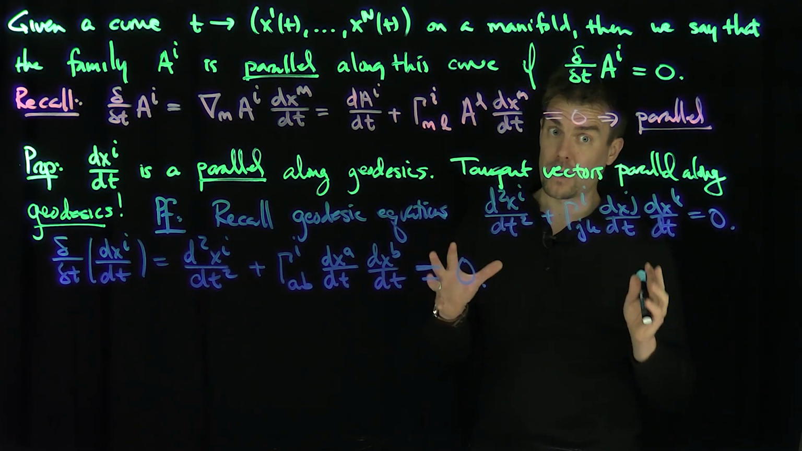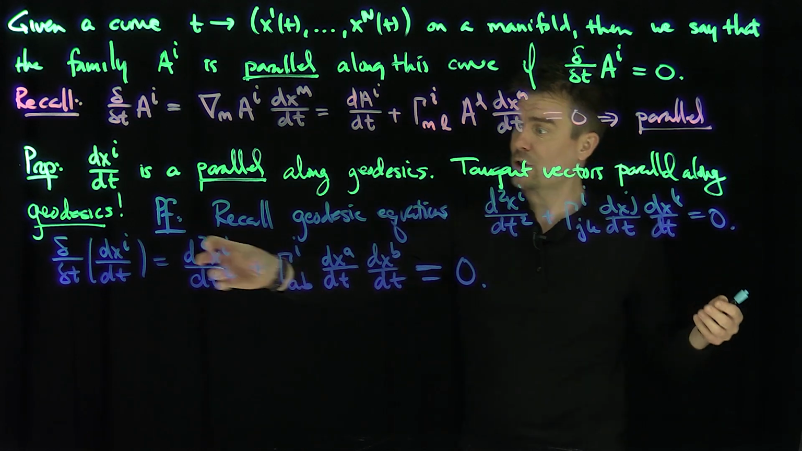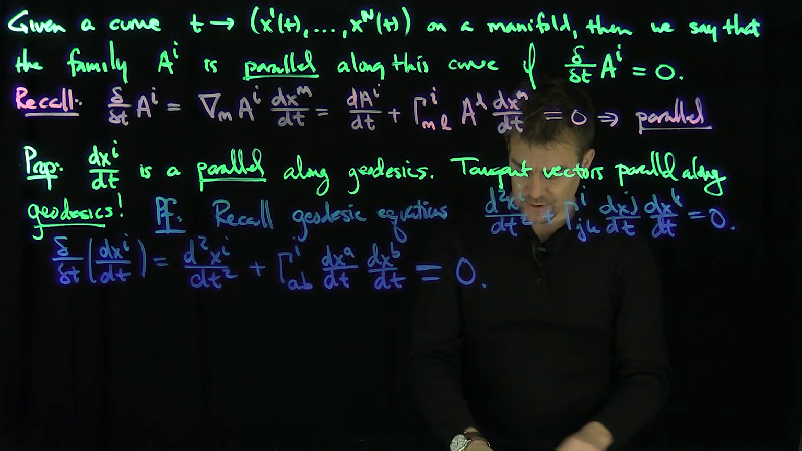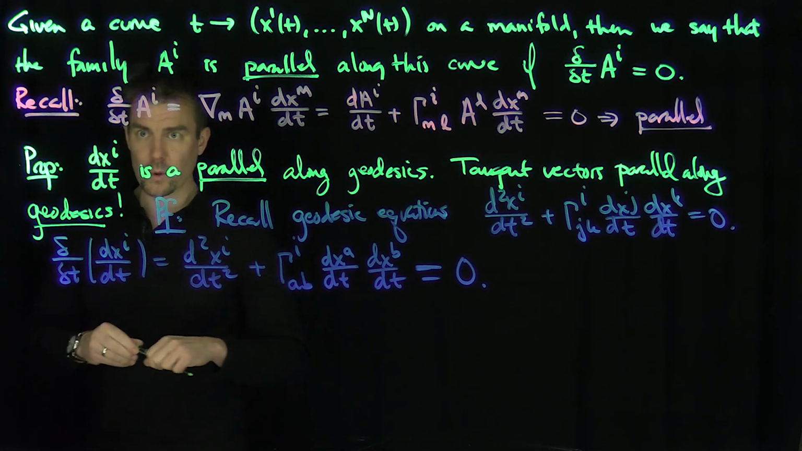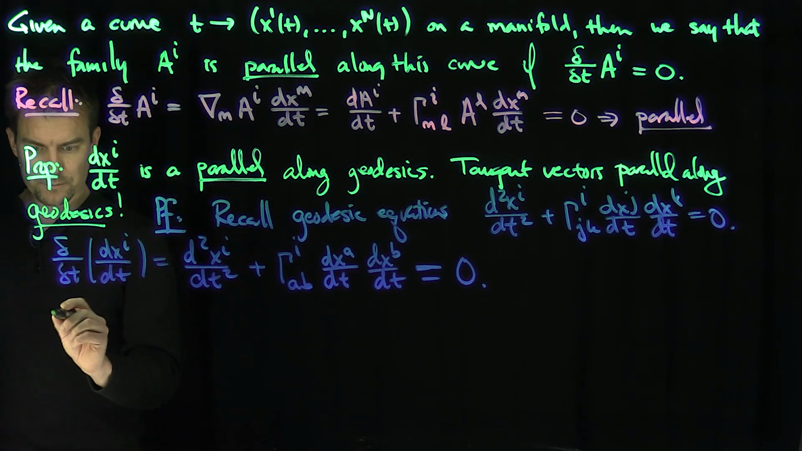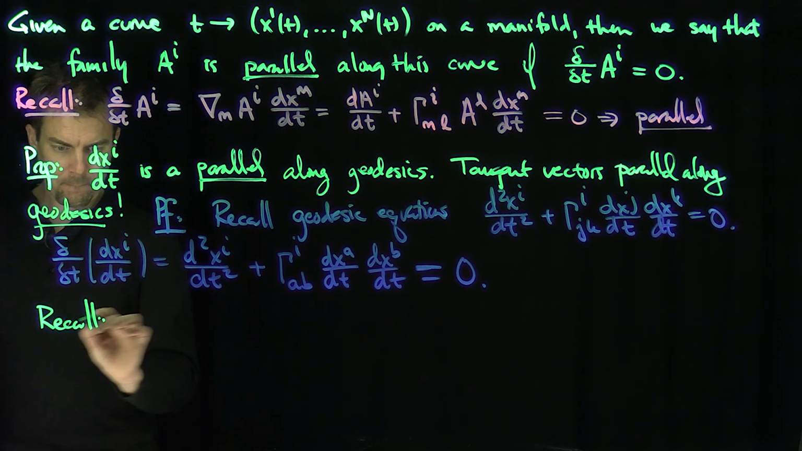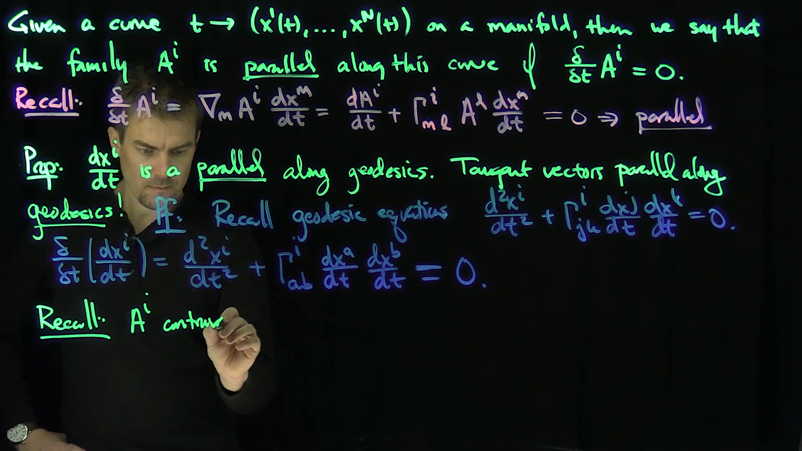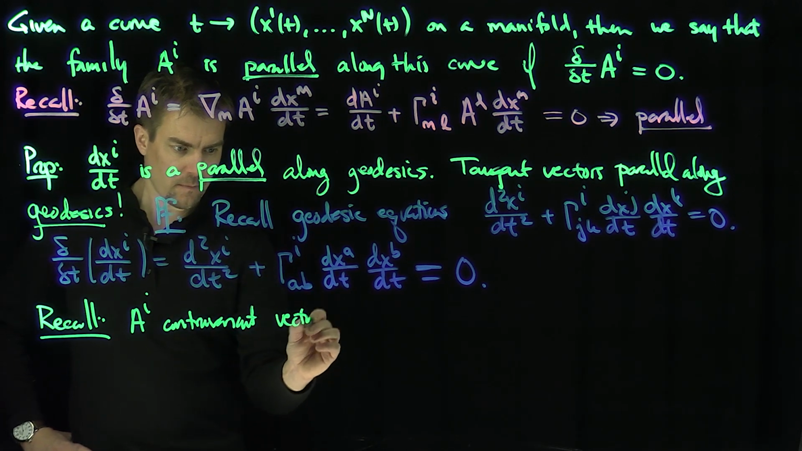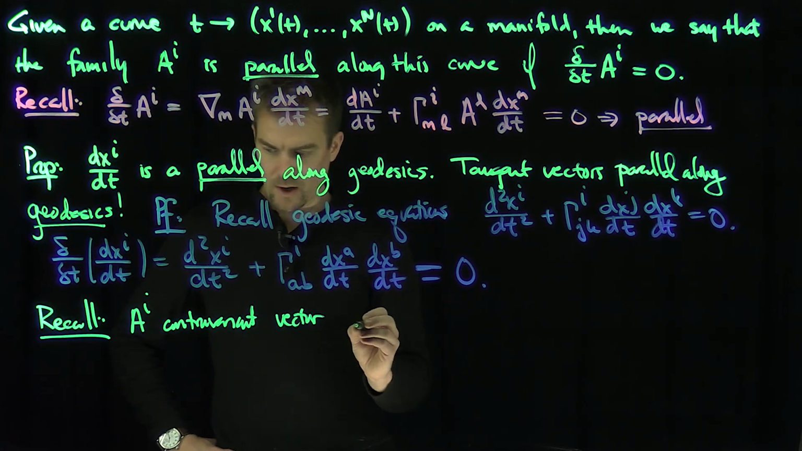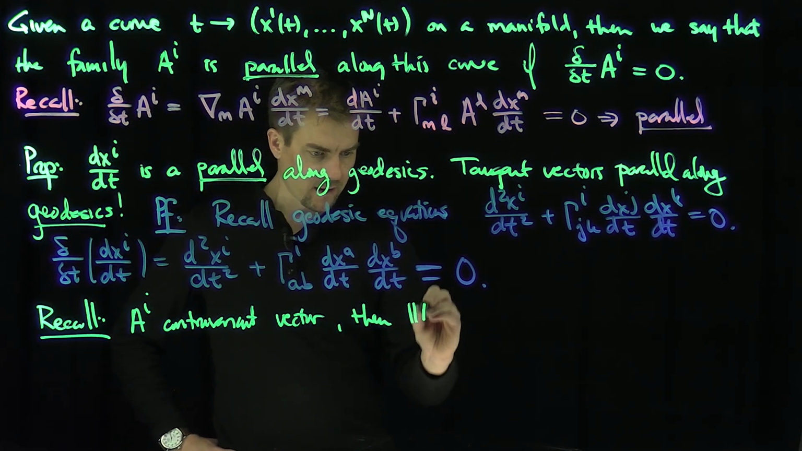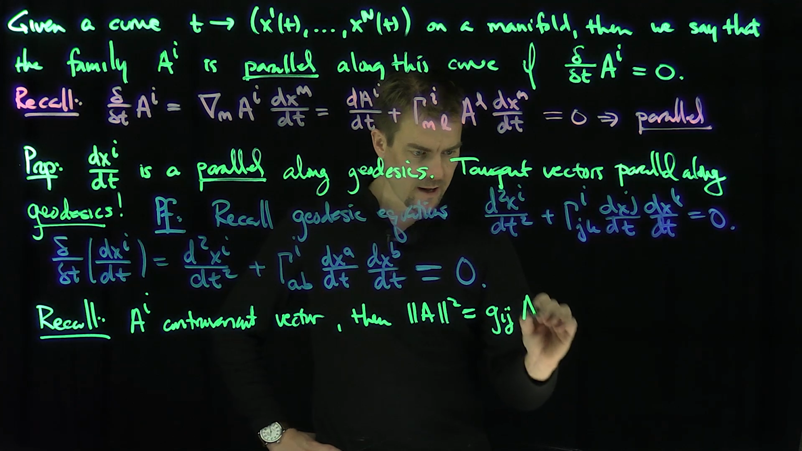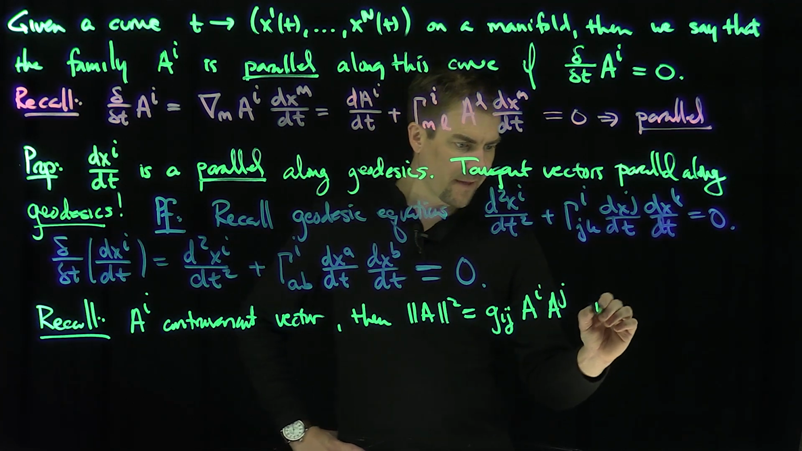That's our prototypical example of parallelism. If I give you a geodesic on a manifold, I automatically know the tangent vector to that curve is parallel transported along that geodesic. Now there are two other properties we want to prove. Recall that if A is a contravariant vector, then the length of A squared is by definition g_ij A^i A^j, and this is an invariant.